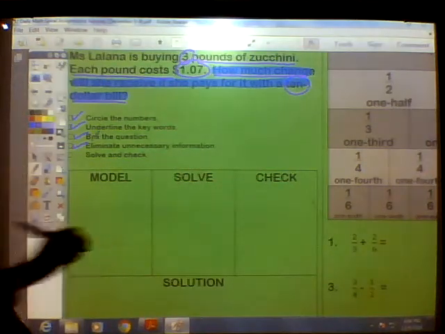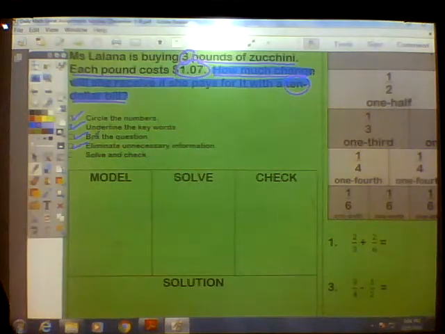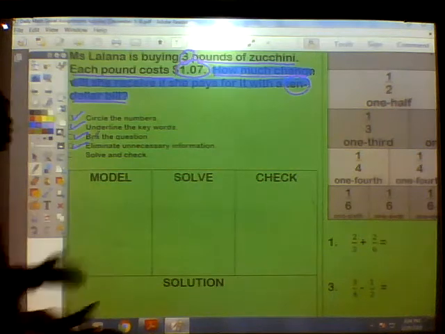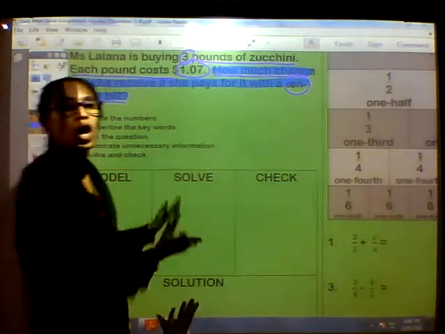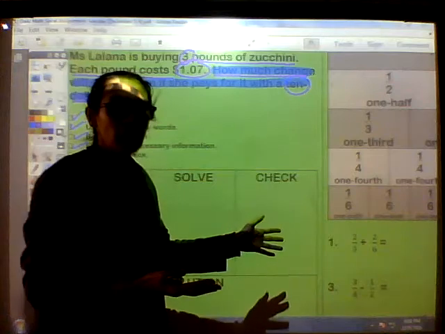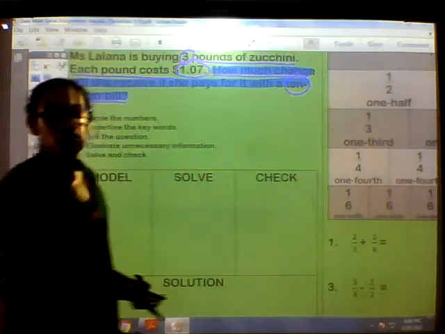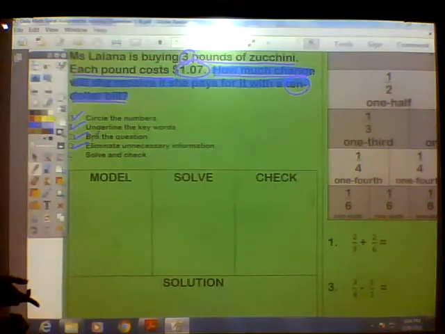And the last step, to solve and check. And to do that, we need to do what? Draw a model, solve the problem, and check our work. And finally, write the solution in a complete sentence.